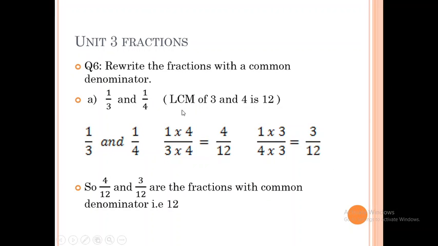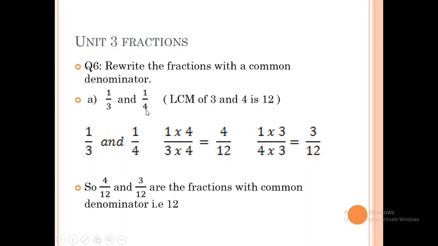Now question number 6. This is a very important question. Rewrite the fractions with the common denominator. Step by step you will learn. The first step is how to change 2 fractions or 3 fractions into such fractions which all have the same denominator. Now see here, the denominator is 3 and here the denominator is 4.